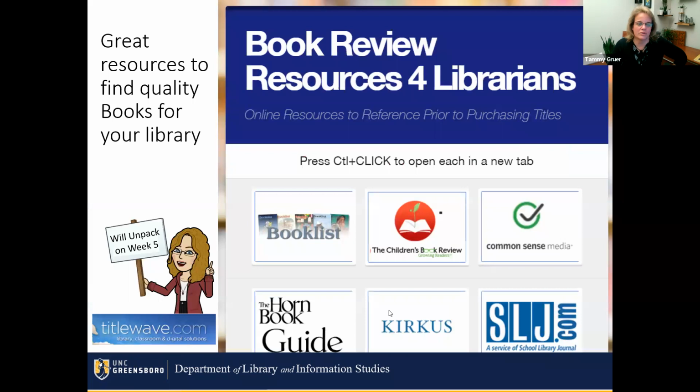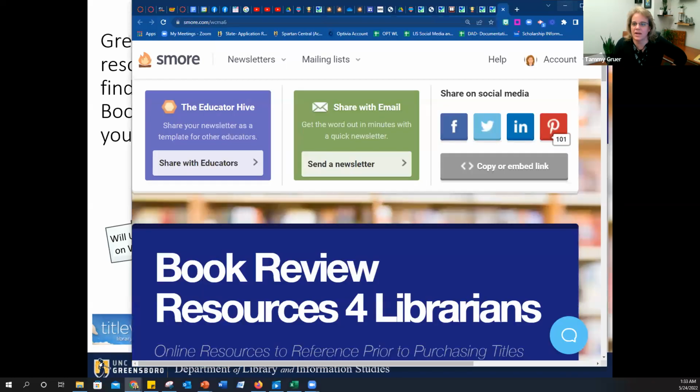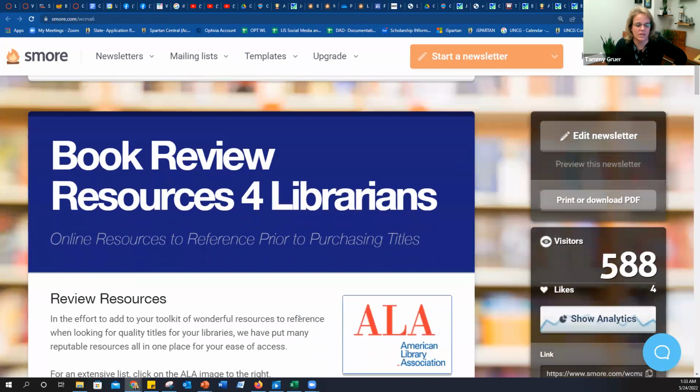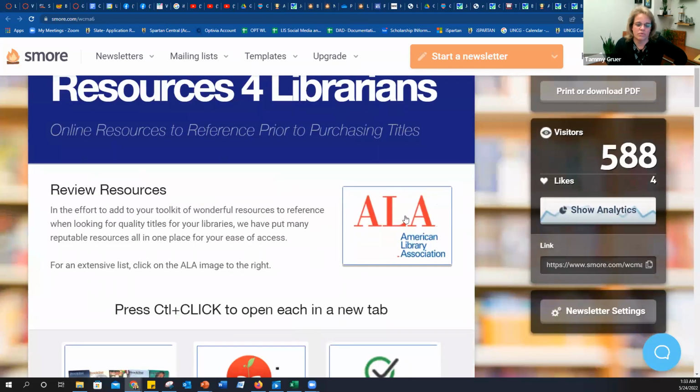and then share that out with your neighbors. One of the resources that we're going to unpack in week 5 this summer is this list of book review resources for librarians. So I've actually put together a Smore, just like you guys, I like them. Really great, easy way to put things together. And I have all of these review sources.